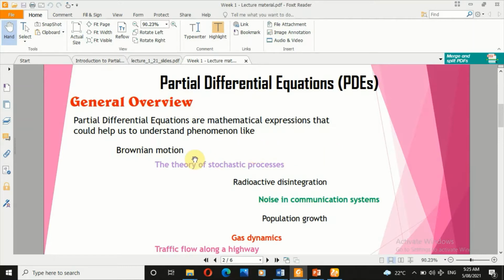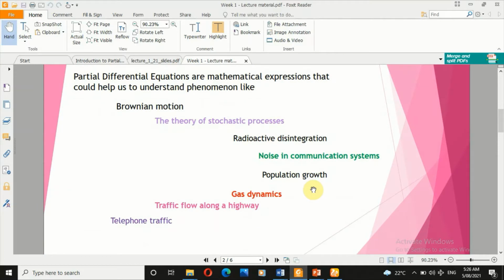So we use this to model Brownian motion. At the same time, we use this concept of partial differential equations to model the theory of stochastic processes. This is very common in statistics. And at the same time, when we're talking about radioactive disintegration, we also use the concept of partial differential equations. And at the same time, if we want to study noise in telecommunication, we also use the concept of partial differential equations. Likewise, population growth, gas dynamics, and traffic flow, including telephone traffic.